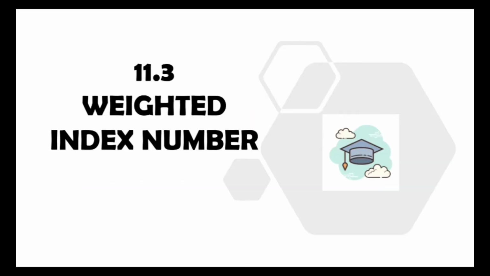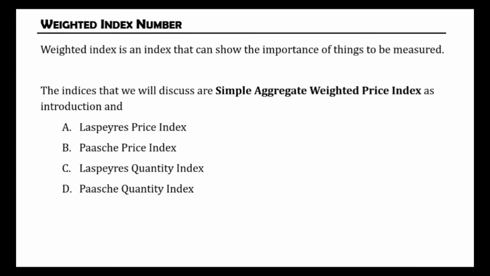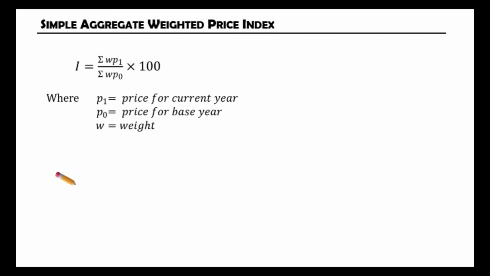11.3 Weighted Index Number. These are the learning outcomes for this lesson. Weighted index number. A weighted index is an index that can show the importance of things to be measured. The indices that we will discuss are simple aggregate weighted price index, last year's price index, PAASCHE price index, last year's quantity index, and PAASCHE quantity index.